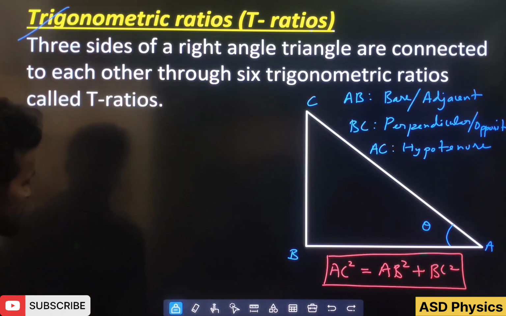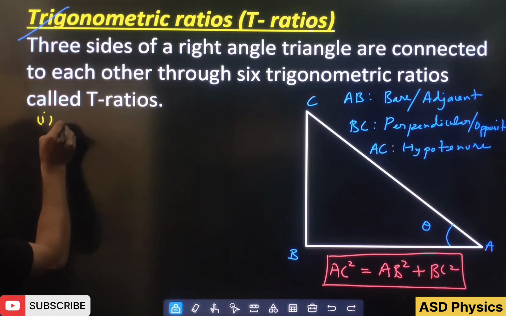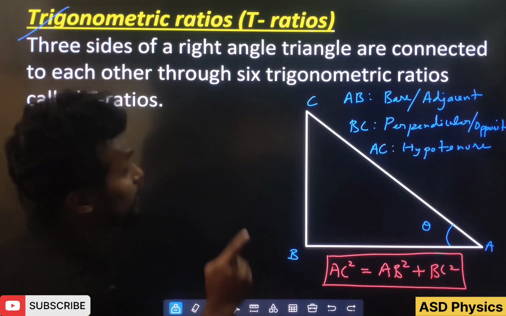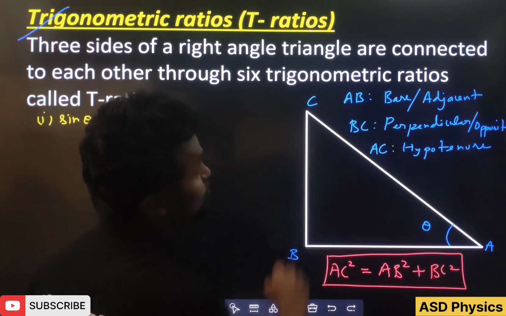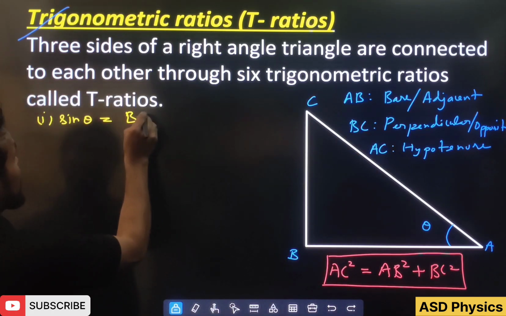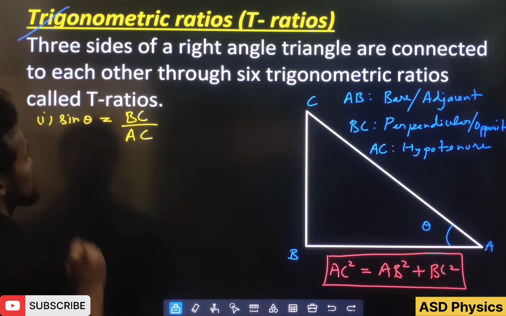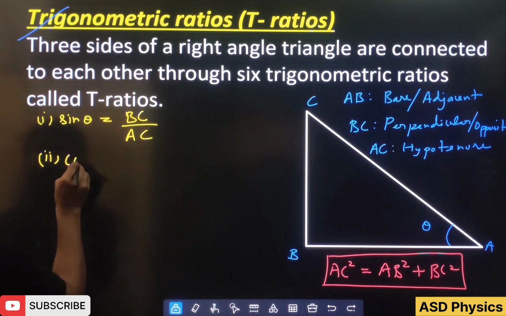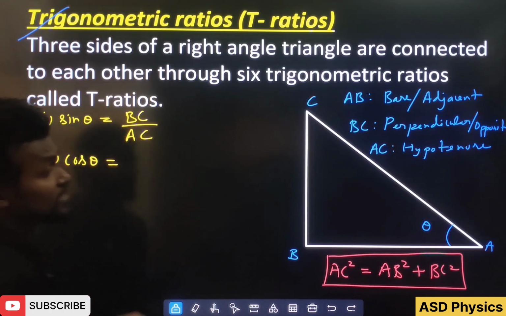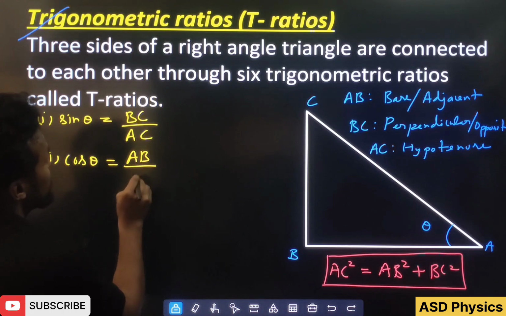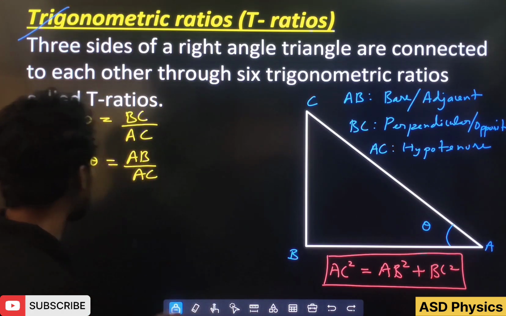Now students, which kind of ratios are there? See, one by one. If I talk about sine theta, sine theta means perpendicular by hypotenuse. So I can write here BC by AC. Similarly, cos theta is base by hypotenuse. That means this AB by AC.